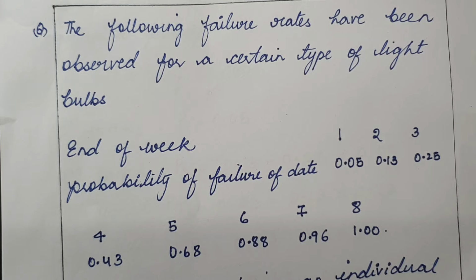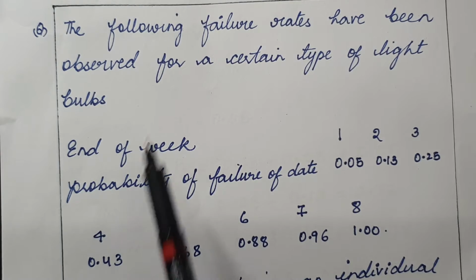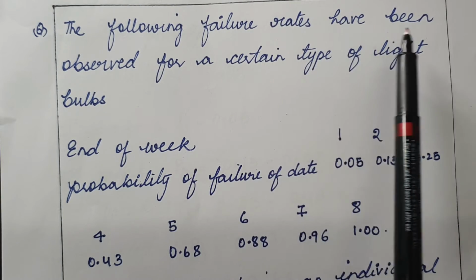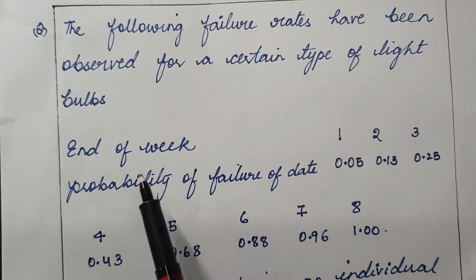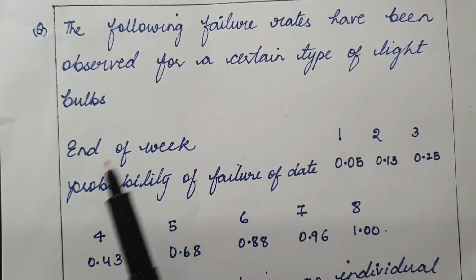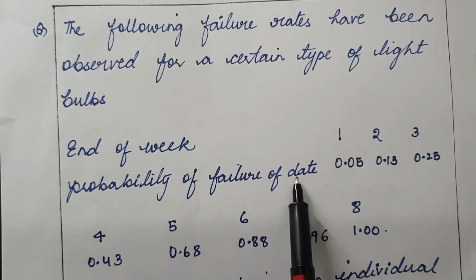So you have to go for the replacement. Or some bulb or some lights will run up to 1 year, but due to some problem or technical issue, the life of the bulb will be decreased. So the probability of failure will be given, and in how many weeks what is the probability is given. Here the following failure rates have been observed for certain type of light bulbs. At the end of the week, consider the 1 week and the probability of failure of that date.